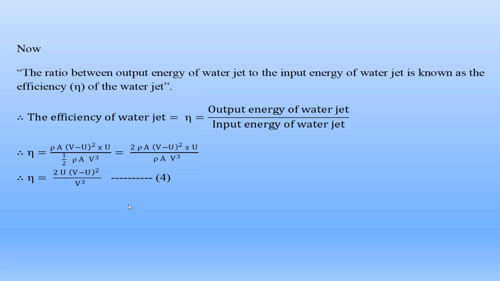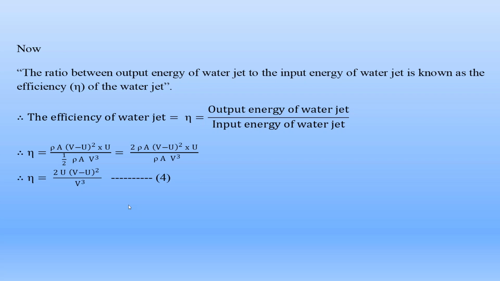Check out the terms on the right side of that equation 4. In equation 4, on the right hand side, we have the velocity V, capital V. V is the absolute velocity of the water jet. And in equation 4, on the right hand side, we have u. u is the absolute velocity of the moving plate. So in equation 4, capital V indicates the absolute velocity of the water jet, and u indicates the absolute velocity of the moving plate.